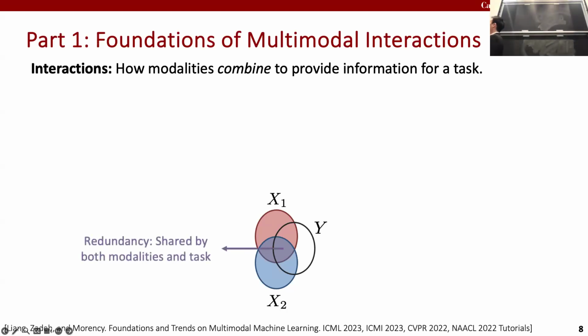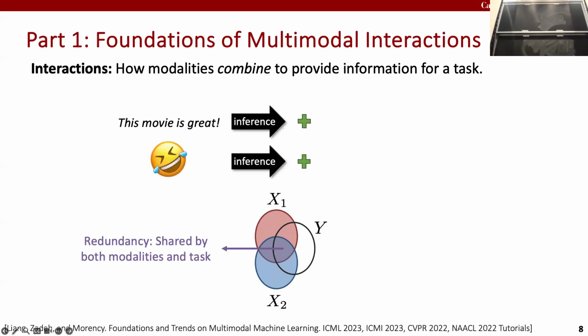The first interaction is that of redundancy, where both modalities contain some overlapping information that is relevant to the task. So think of saying something positive like this movie is great with a huge smile on your face. Both of these indicate that the person really liked the movie, and together you're very confident that this person loved the movie. So that's an example of redundancy.